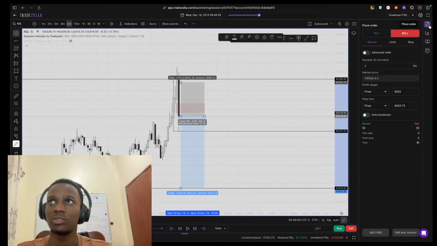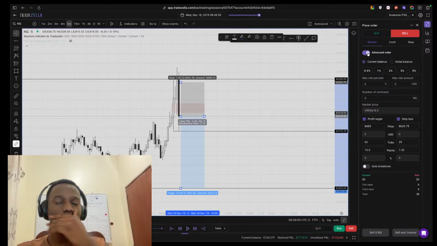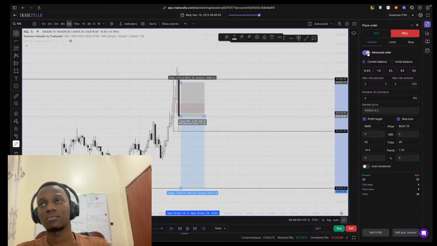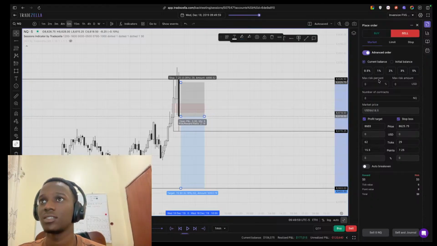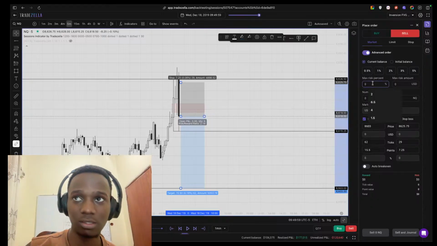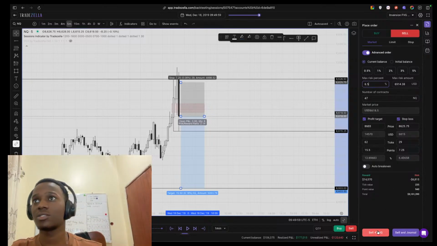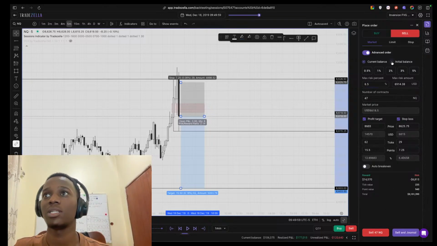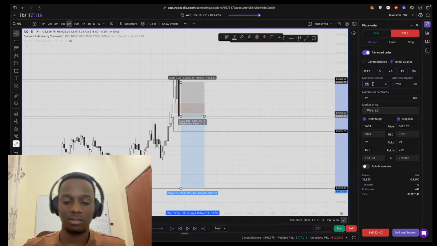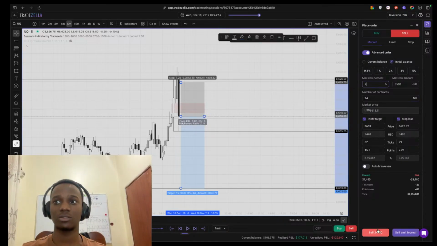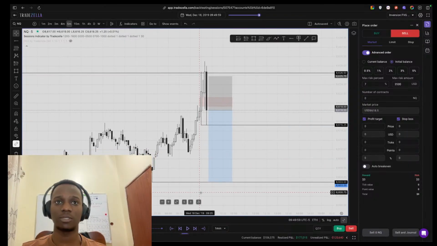Oh yeah, I'll also use this advanced order thing. Okay, this will be 6.5% on shorts initial balance. Okay, I think we can actually use 7% short. Look for price to head to these lows here.